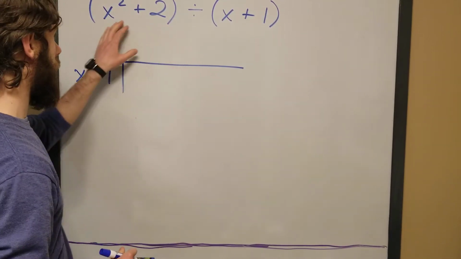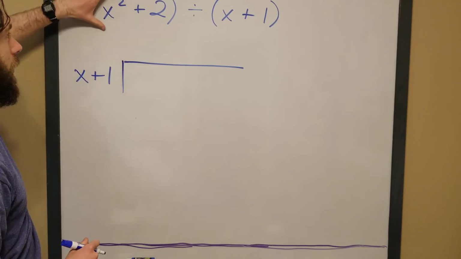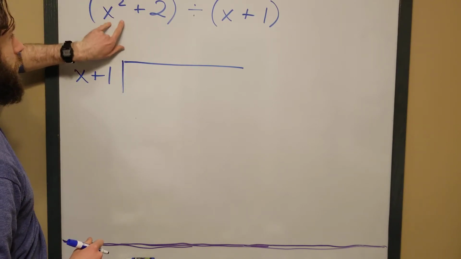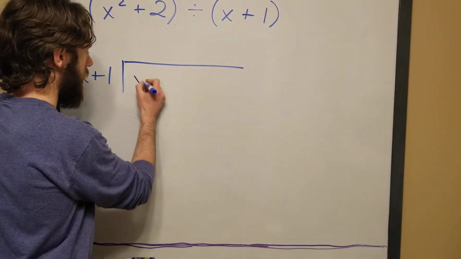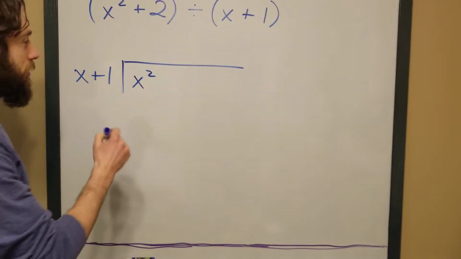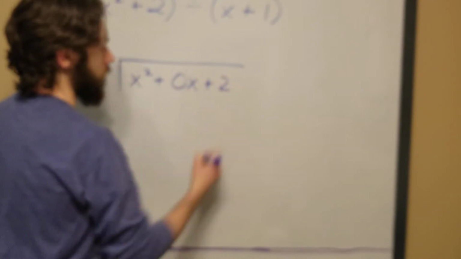And then when we write our dividend here, the thing we're dividing, we need to add a spacer because we're missing that single power of x. So we'll have x squared, and add in a 0x plus 2.